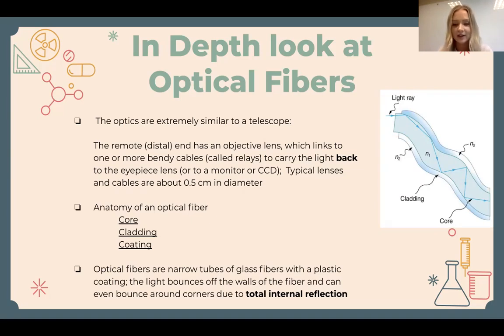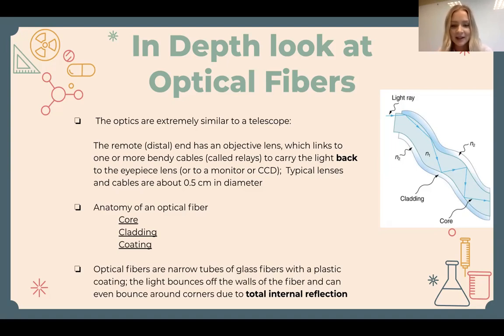So here we have the anatomy of the optical fiber. We have the core, which carries the light, and that's either a glass or a plastic. And then we have the cladding, which protects the core and stops the light from escaping, which is just your silica. And then we have a coating, which protects the fiber from damage like moisture. It's usually an acrylic fiber coating.